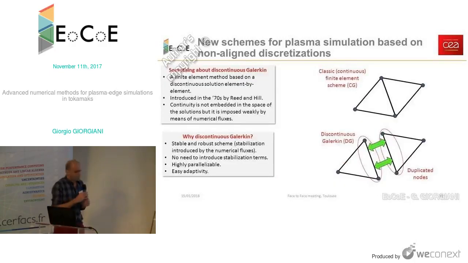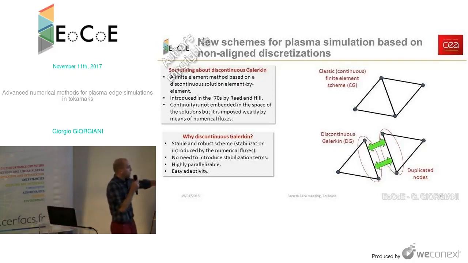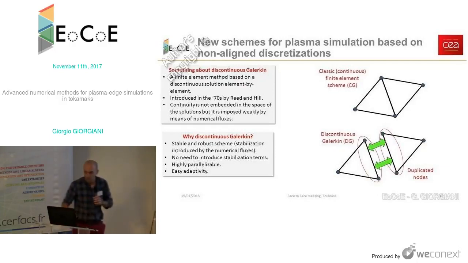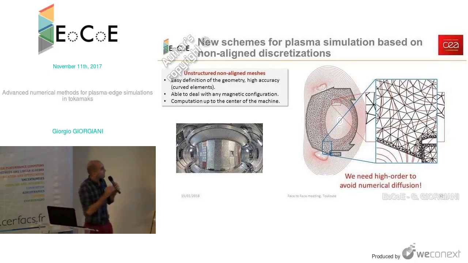I'm going fast on this part. Discontinuous Galerkin methods are finite element methods based on a discontinuous solution element by element, and the good characteristics of discontinuous Galerkin methods are that they give stable and robust schemes. We don't need to introduce stabilization terms in the weak form. They are highly parallelizable, and we can also do adaptivity very easily. With the unstructured mesh, we can define the exact geometry very easily without the need of refining.